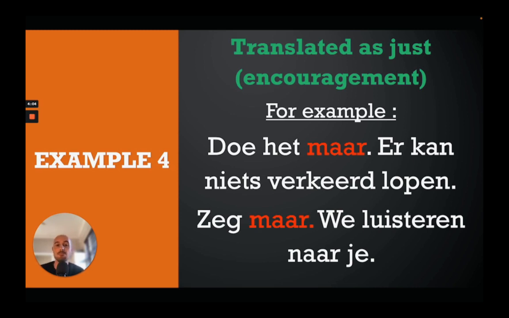So in this case, maar is basically encouraging. You can say doe het. That means do it. But if you want to add a little bit of a slice of encouragement over there, then you would say doe het maar. Doe het maar. Just do it. Er kan niets verkeerd lopen. Nothing can go wrong. Of zeg maar. Just say it. We luisteren naar je. We are listening to you. So in this case, maar, you can translate it as just, but the implication it has is actually encouragement.